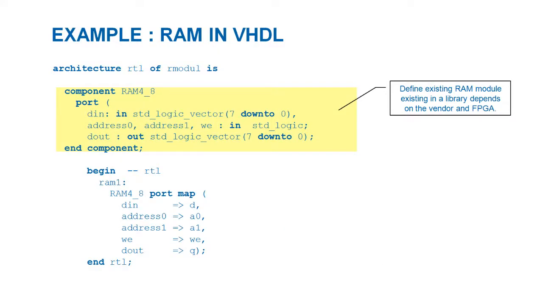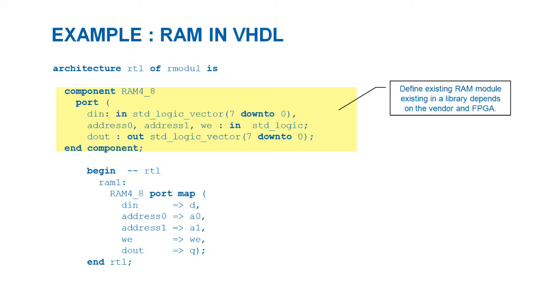So here is an example in VHDL about how to implement a memory that has 8 bits at each location, and only four addresses. So we have address location 0, address location 1, address location 2, and address location 3, and at each address we have 8 bits.